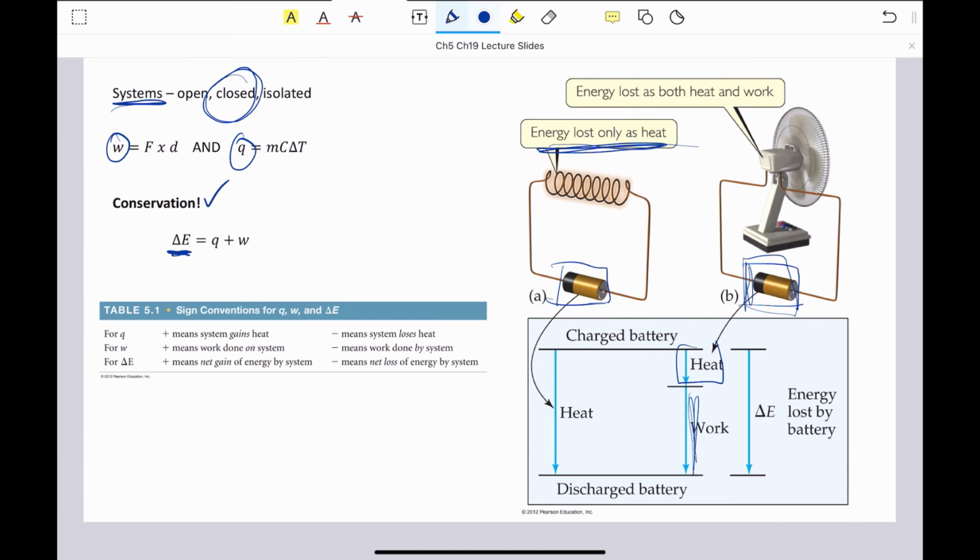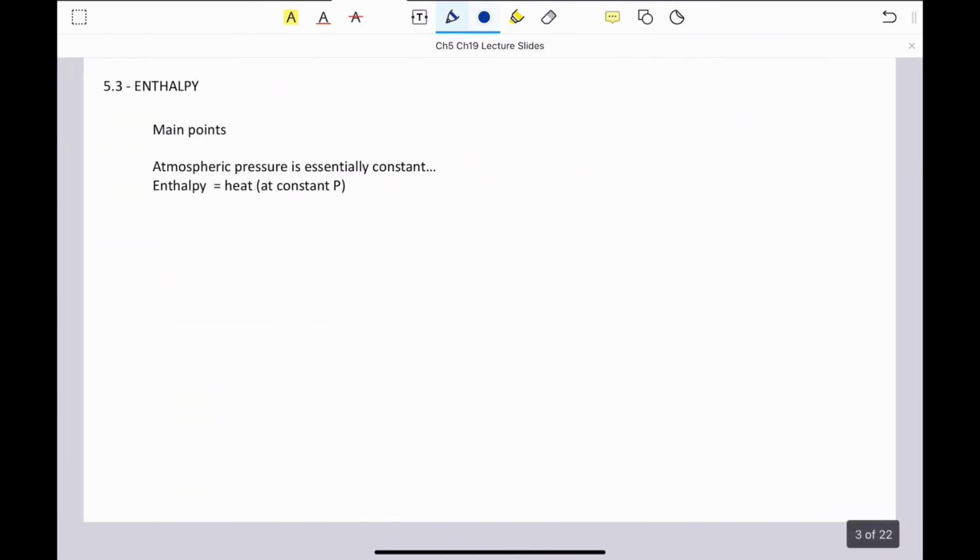Conservation of energy. Here are your sign conventions. Make sure you know them, and in general, they're always the same. So if you stop and think about it, here is my system. Is it going out of my system? Then it's negative. If it's going into my system, then it's positive. If you always stop and think about that, that helps.